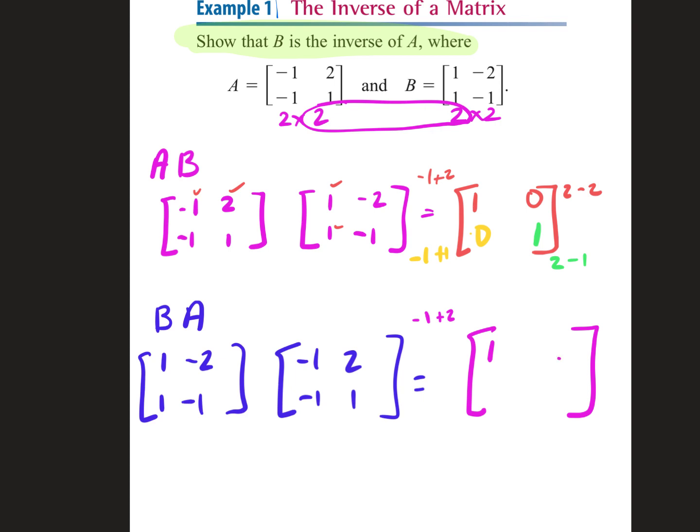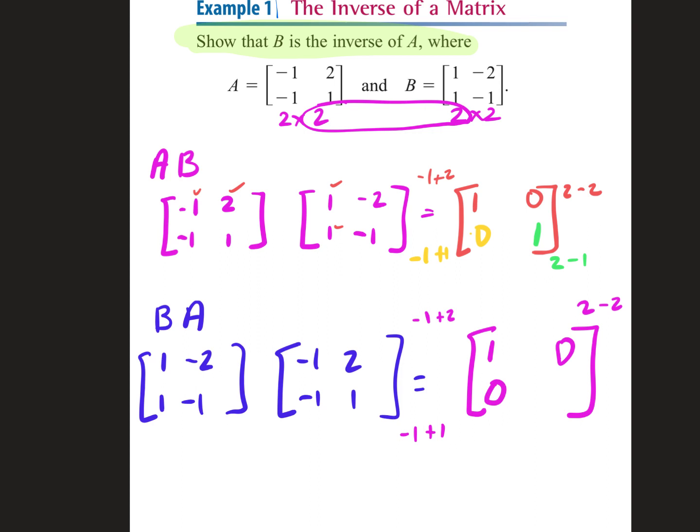I'm finding top right. So 1 times 2 is 2. Negative 2 and 1 is minus 2. So 2 minus 2 is 0. Bottom left. Second row, first column. 1 times negative 1 is negative 1. Negative 1 and negative 1 is plus 1. What's negative 1 plus 1? 0. Second row, second column.